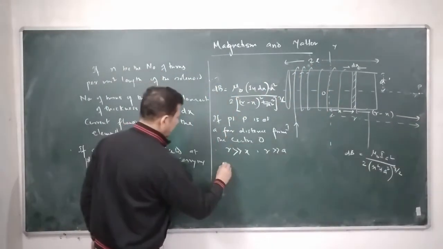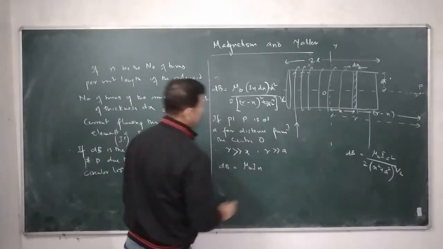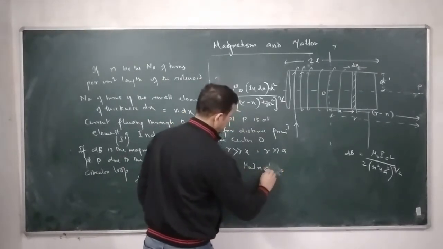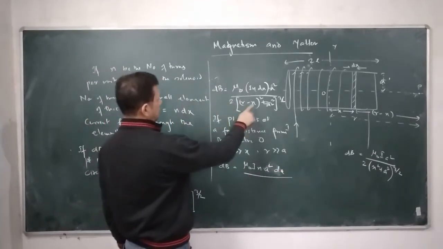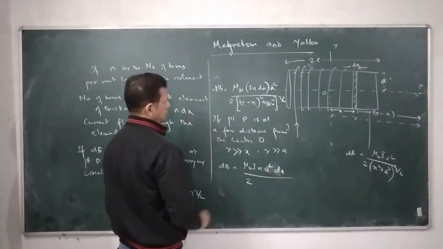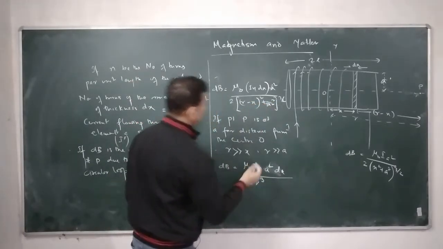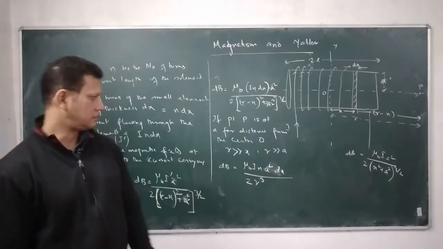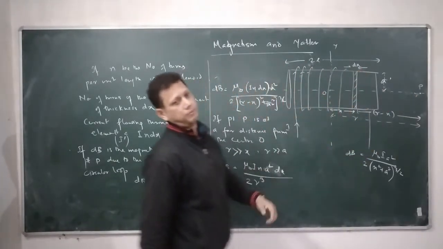So this equation will now be reduced to mu naught I into n, then dx into a square. You take a square somewhere here, then you bring dx there. Then you can neglect x and a square, so what will remain is 2 x square, but here to the power 3 by 2, so only r cube will remain. So dB is equal to this much. This is the magnetic intensity at point P due to this small circular loop.